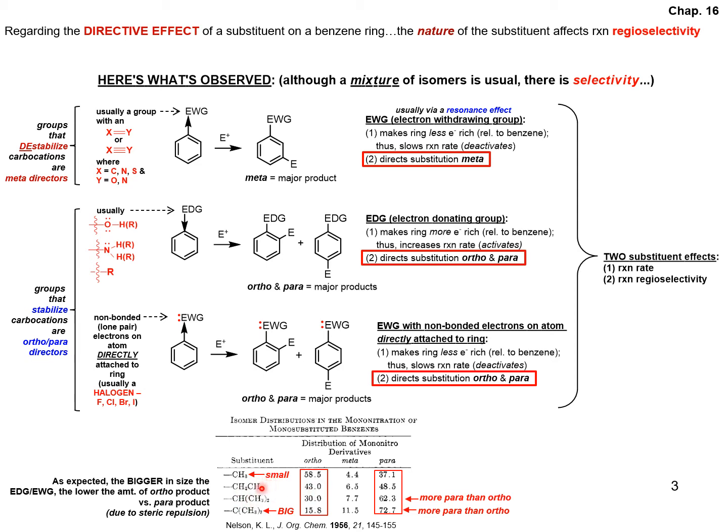When the group is small, there's not too much selectivity between ortho and para, and so you get close to an equal mixture. However, when the group is getting bigger, there is a steric effect, and you can see we go from methyl to isopropyl to tertiary butyl, which you know is a big bulky group, and look, the amount of para increases in each of those two examples when the group gets bulkier.